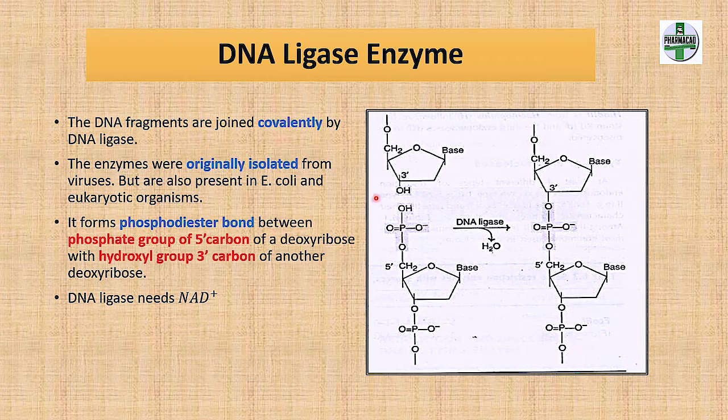Let's consider this is a nitrogenous base. It is having a deoxyribose sugar, and there is a second nitrogenous base which is present here. The fifth carbon is having a phosphate group attached to it, while the third carbon is having an OH group attached. So the DNA ligase will ensure that a phosphodiester bond is formed between these two groups, and this DNA ligase always needs NAD+ for its functioning.